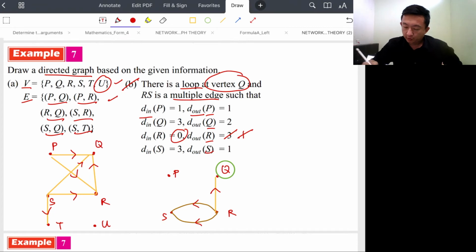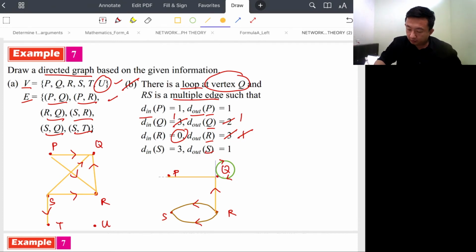And then Q, we look at Q. Q, in 1, out 1. In 1 or in 2 already. So in 1, out is 1 left. PQ, P is in, out. P to Q, maybe P to S, I don't know, I'll just try. 1 in, 1 out. 1 in to Q, 1 out from S.